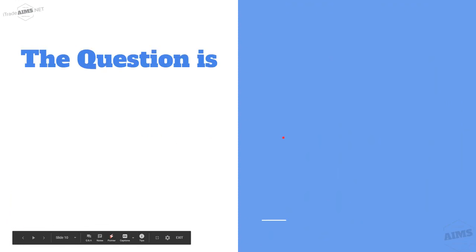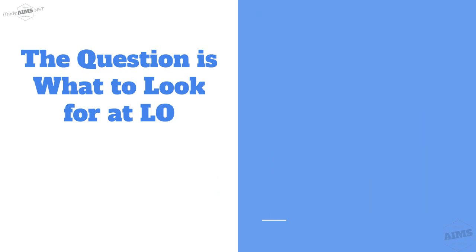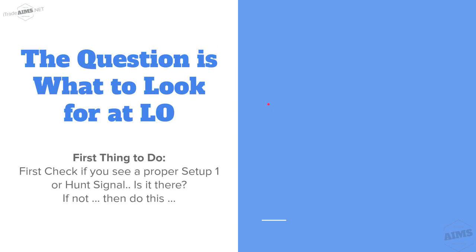So we wait. But the question is, what to look for at LO, at that situation, and how to tackle it. So first we check if we see a proper setup 1, right? Like I mentioned a few minutes ago. The first thing you look at when you look at the chart at M1, M5 at London Open is, is there a setup 1?